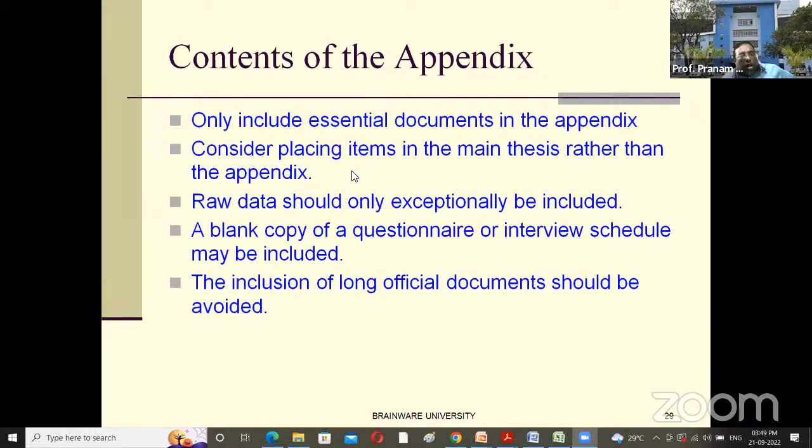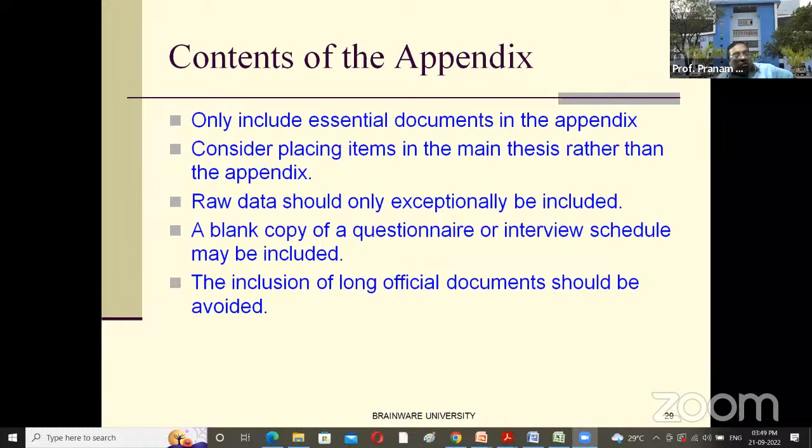Now, contents of the appendix. Only include essential documents in the appendix. Consider placing items in the main thesis rather than in the appendix. Raw data should only exceptionally be included. A blank copy of a questionnaire or interview schedule may be included.